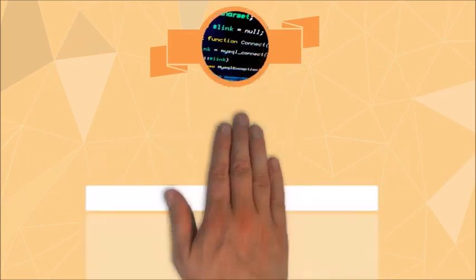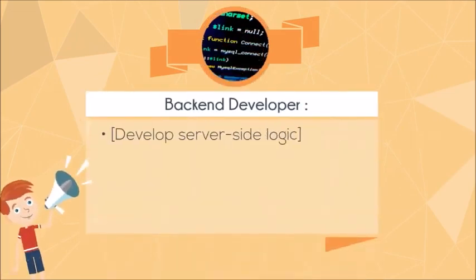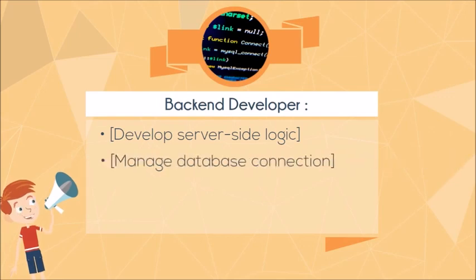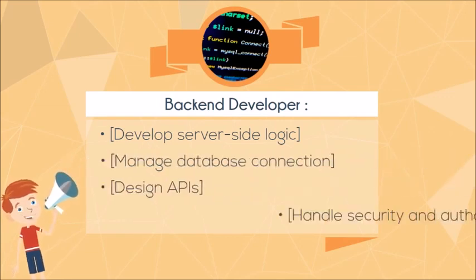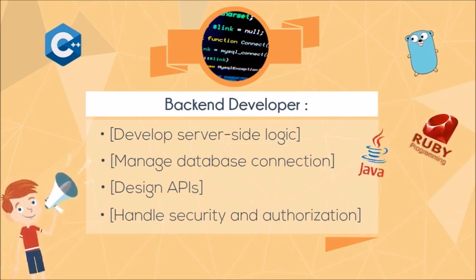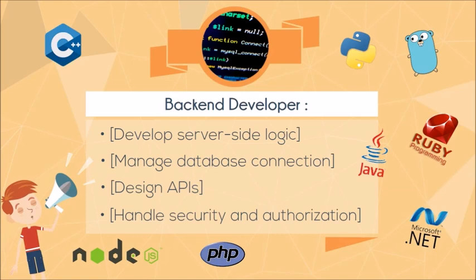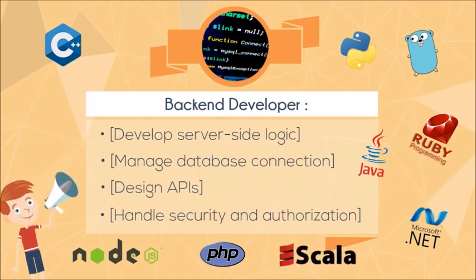Back-end developer. Back-end developers are those who work behind the scenes. They develop server-side logic, manage database connection, design APIs, handle security and authorization. The main tools they use are Ruby, Node.js, PHP, Python, Golang, Java, Scala, and a great deal more. Back-end developers also deal with databases. Some of the most popular databases include MySQL, Elasticsearch, Cassandra, Redis, and Oracle DB.